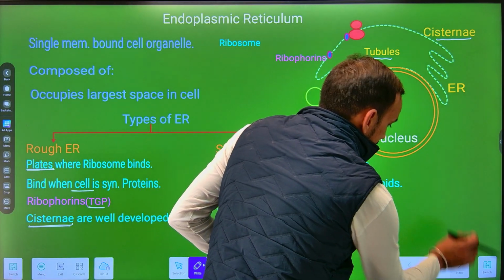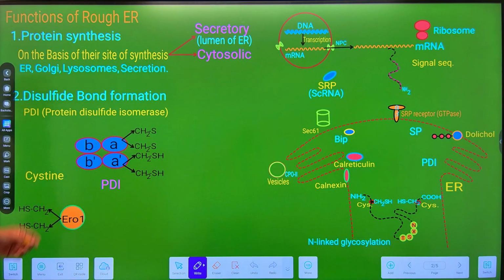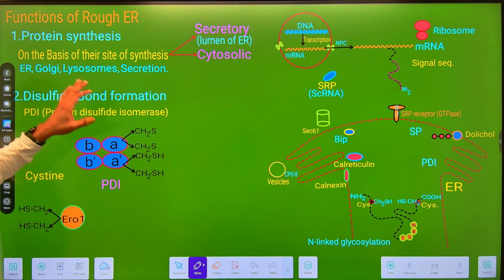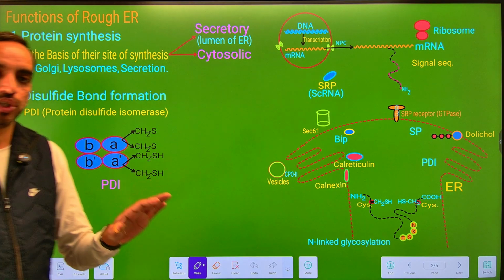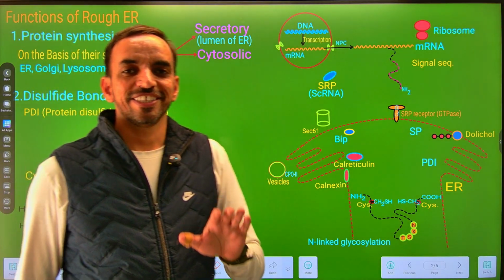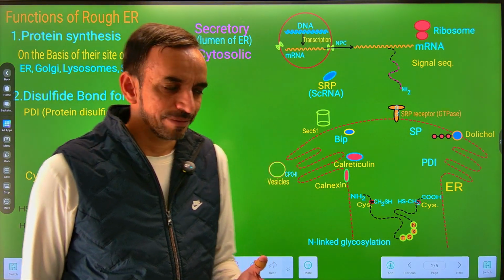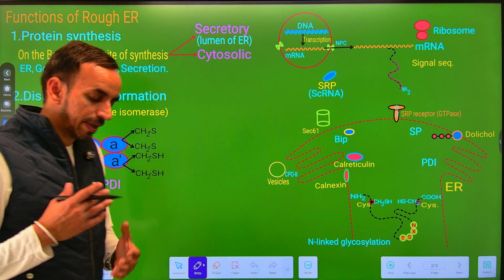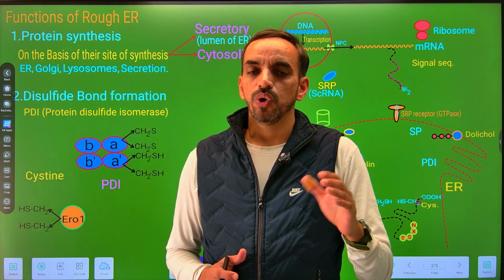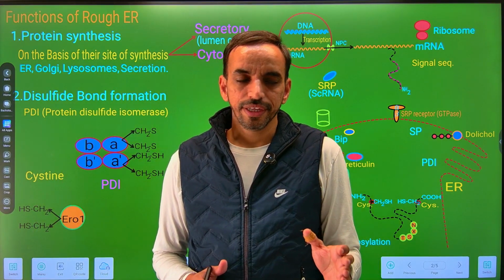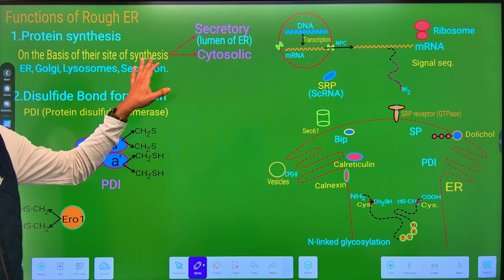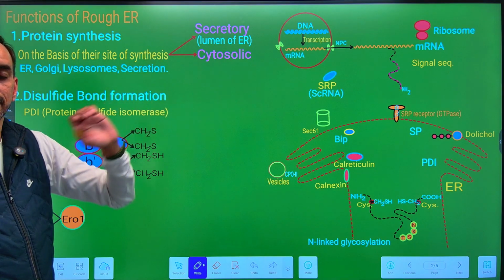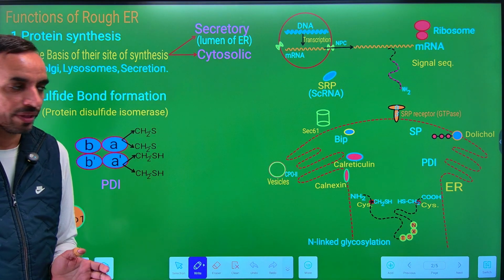बात करते हैं पहले रफ एंडोप्लाज्मिक रेटिकुलम के बारे में. So if we talk about the functions of rough endoplasmic reticulum, the first and the major function of rough endoplasmic reticulum is the synthesization of proteins. Now the protein on the basis of their site of synthesis, जैसा कि अपन ने बात की थी in our previous video on protein sorting and targeting, the protein on the basis of their site of synthesis, they are of two types. One is secretory, other is known as the cytosolic protein.